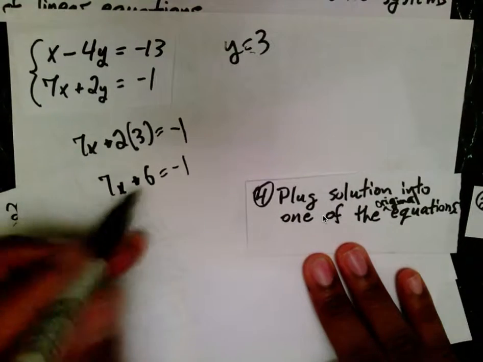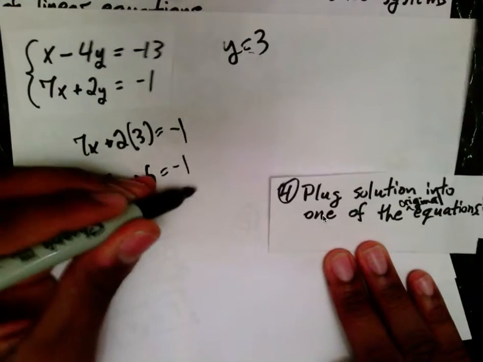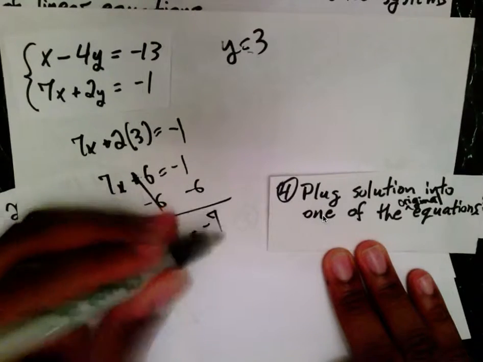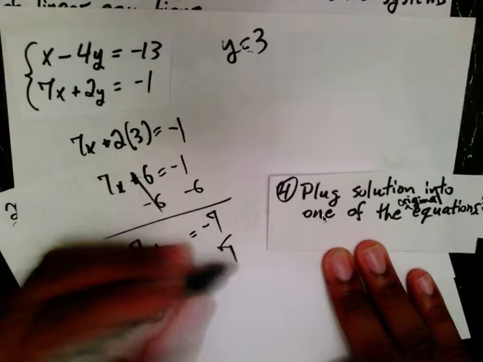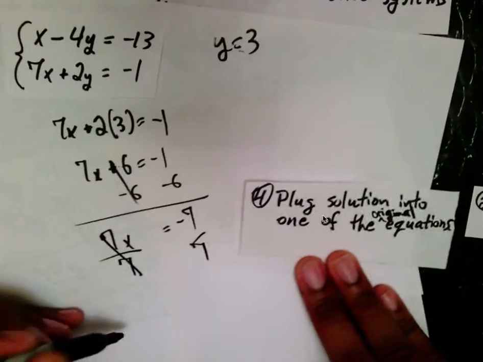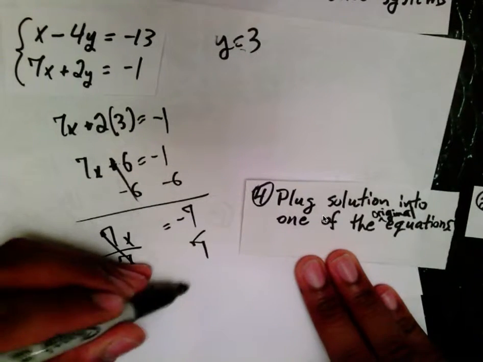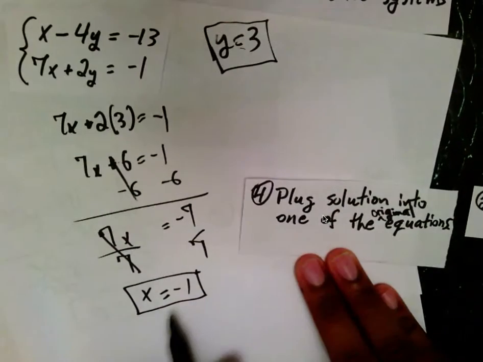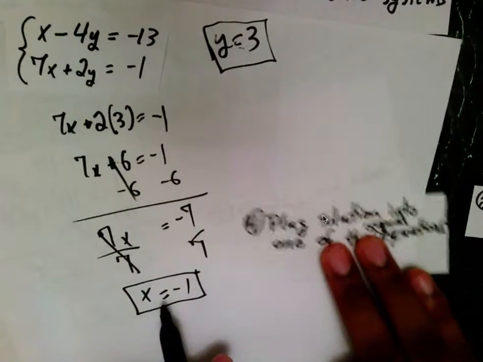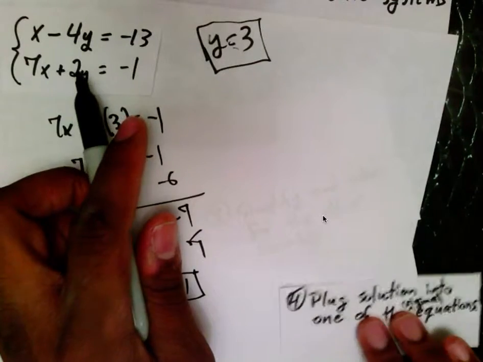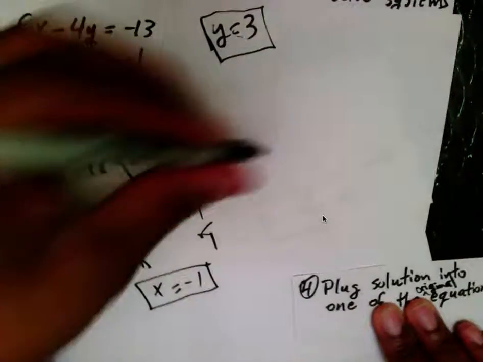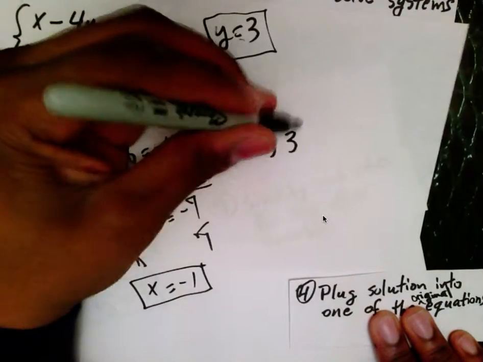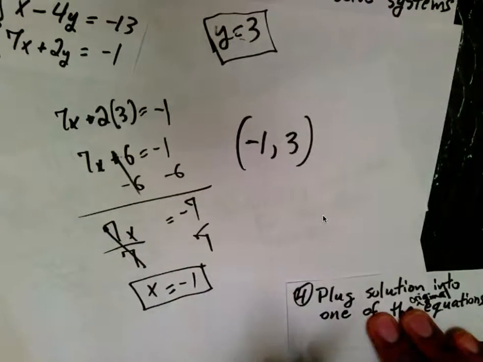I'm going to subtract 6 from both sides. 7x is going to be negative 7. Divide both sides by 7. And x equals negative 1. So y is 3. x is negative 1. So the solution to my system of equations is negative 1, 3. And there's our answer.